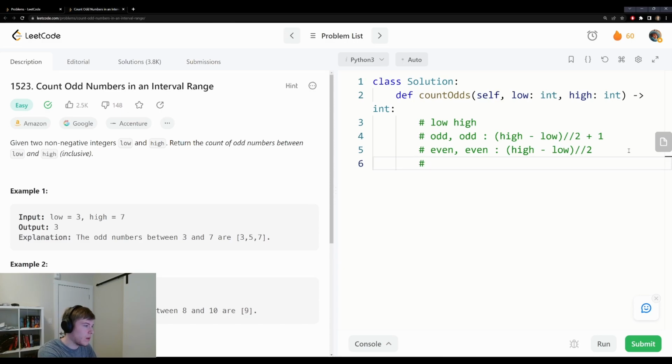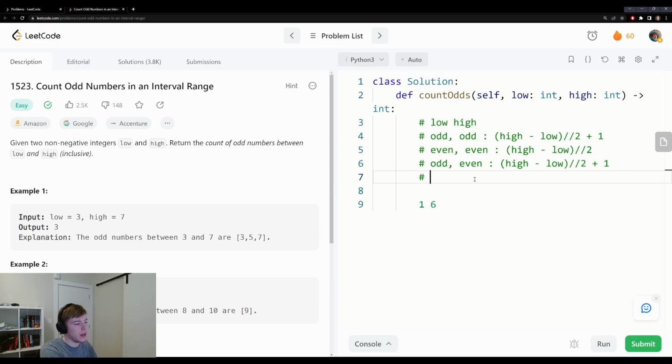Now we look at the case where we have, let's say, an odd number as our low and an even number as our high. So let's say, 1 and 6. Well, in this case, the answer should be 1, 3, 5. So 3. Then high minus low divided by 2 would be 5 divided by 2. Since it's integer division, 2.5 truncates to 2. So we would need to add 1 to this.